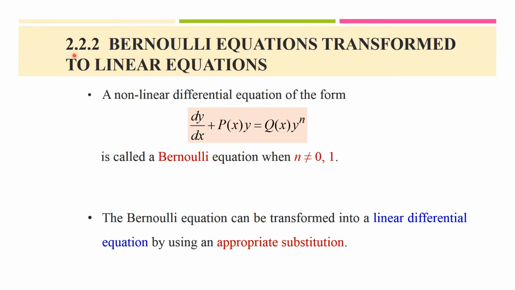In this subsection 2.2.2, we are going to learn about another type of first-order differential equation known as a Bernoulli equation. A Bernoulli equation is given in the following form: dy/dx + p(x)y = q(x)y^n, where n is not 0 and n is not 1. Due to the fact that n is not 0 and n is not 1, this Bernoulli equation is considered a non-linear differential equation. However, a Bernoulli equation can be transformed into a linear equation by using an appropriate substitution.